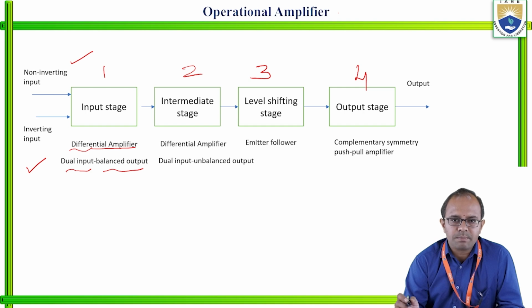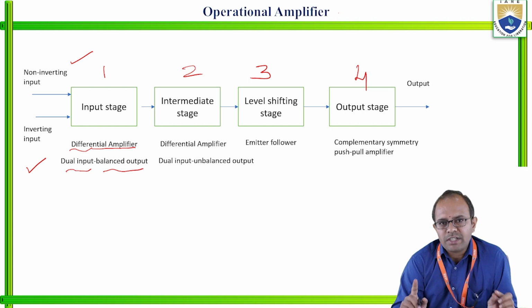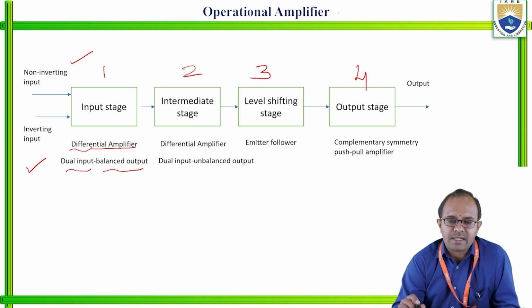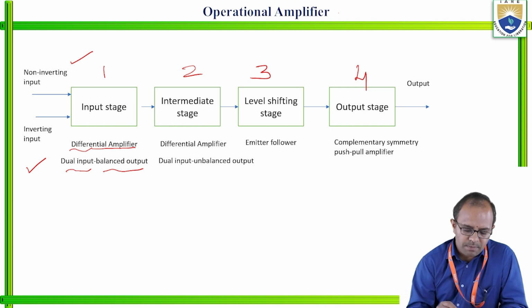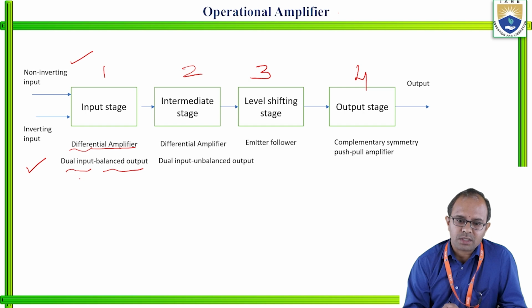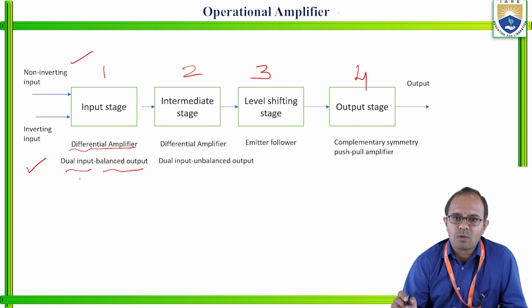What is meant by dual input? Both the transistors. We know that a differential amplifier consists of bipolar junction transistors, right? Both the transistors are going to have the input, that is called the dual input, and it is going to be the balanced output. What is meant by the balanced output?